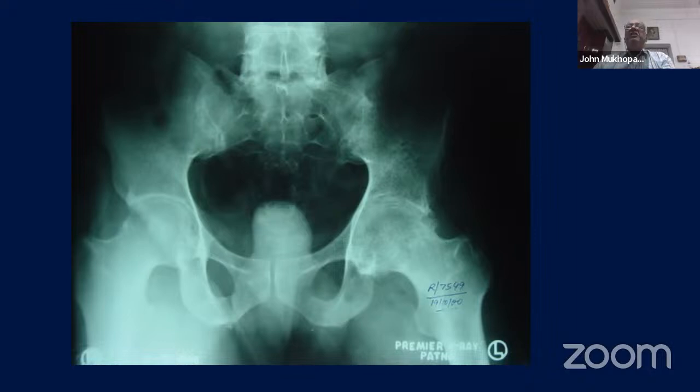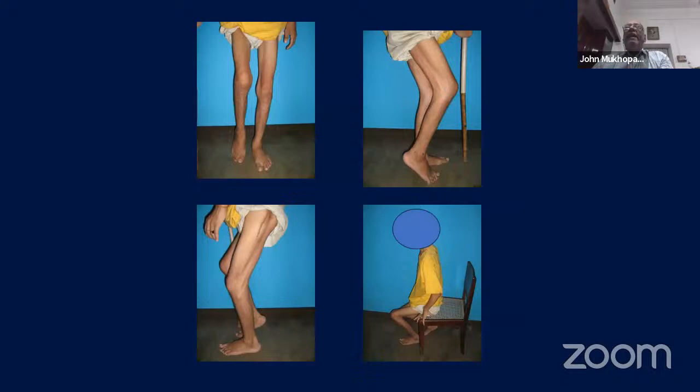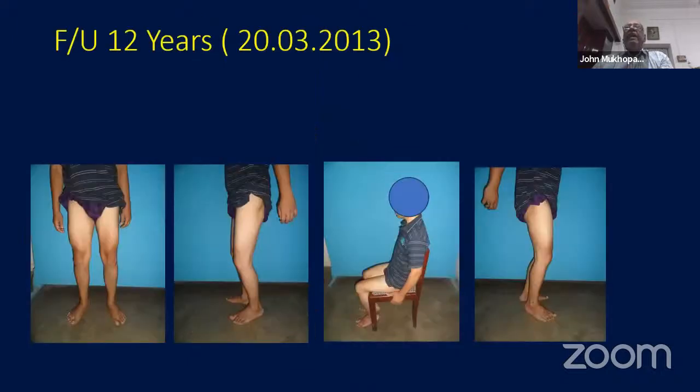Okay, so last case, just to show how this problem can keep repeating itself. This is a relative. He was 24 years old when he came with ankylosing spondylosis. We did his left hip replacement, did well, was fine with that. Then we did his right hip replacement. He was okay with that.